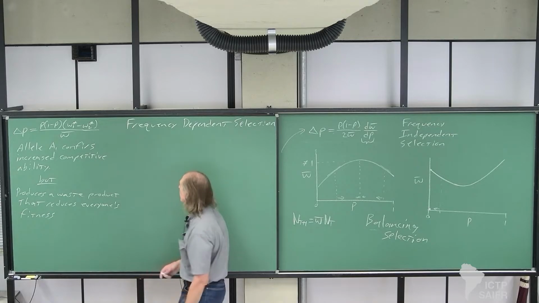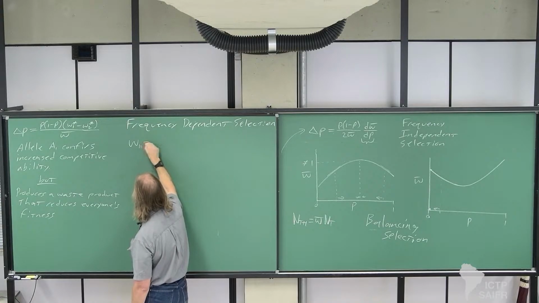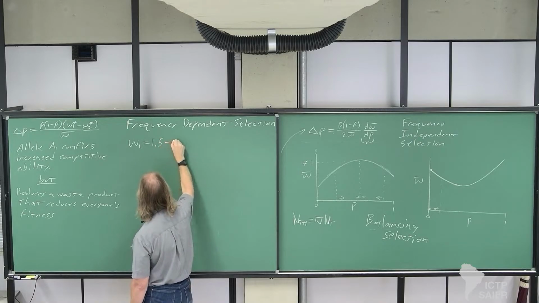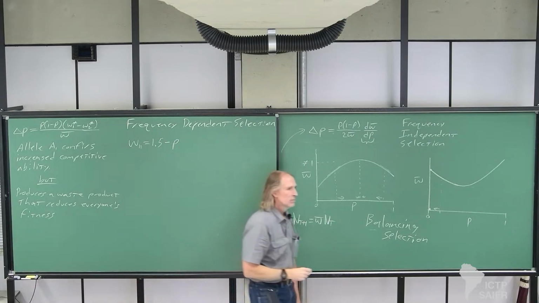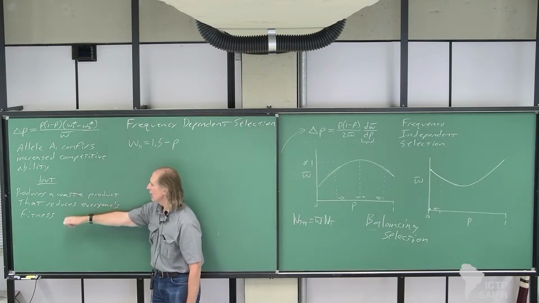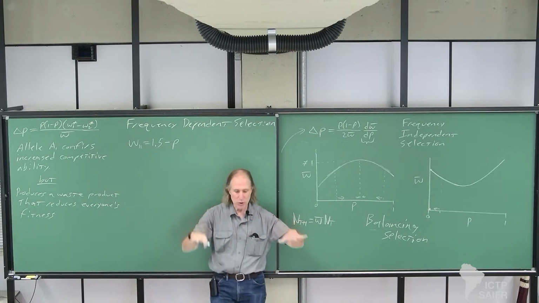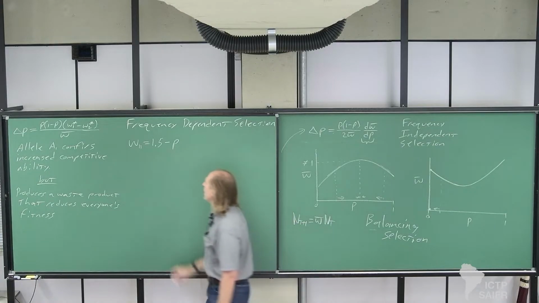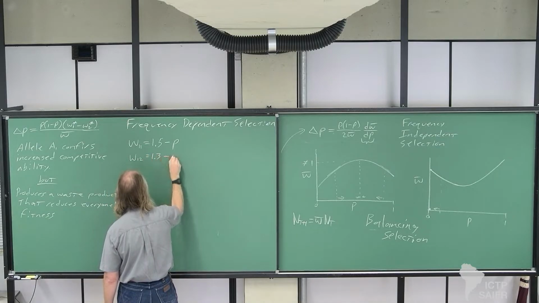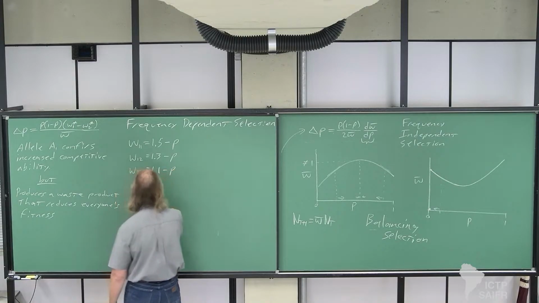And so how might this look? Well, in this case, I might have genotypic fitnesses like this. Let's say W11 is 1.5 minus P. Why did I subtract P? Well, because as A1, P is the frequency of A1, as it increases in frequency, there's more and more of this waste product that reduces everyone's fitness, right? And let's say W12 is 1.3 minus P, and W22 is 1.1 minus P.